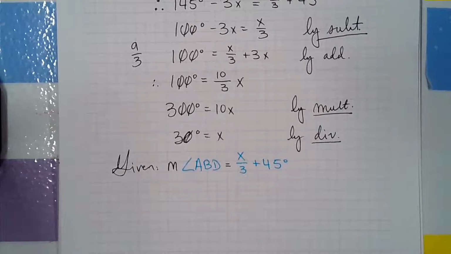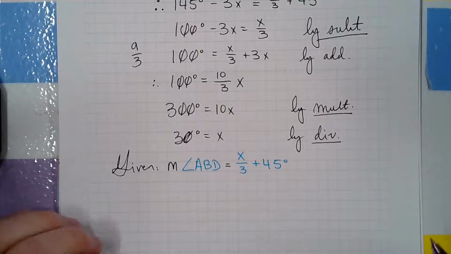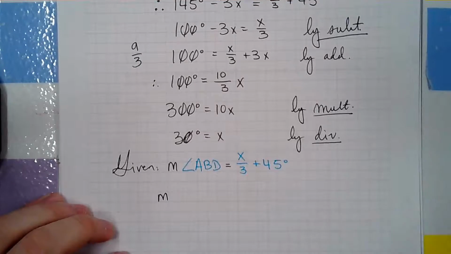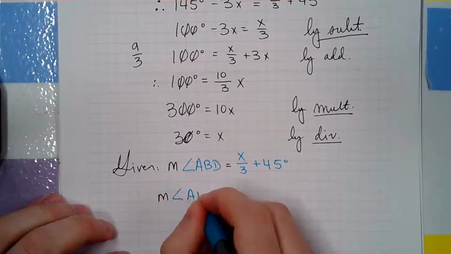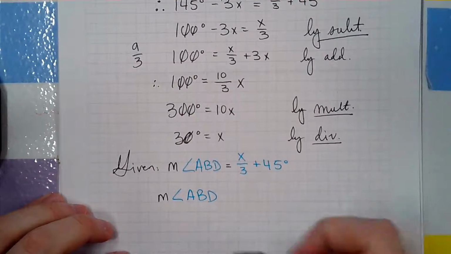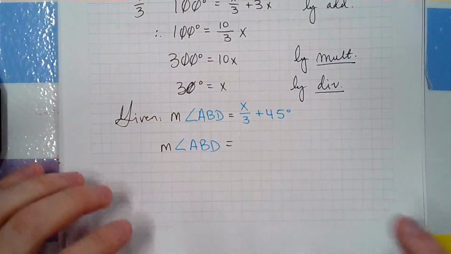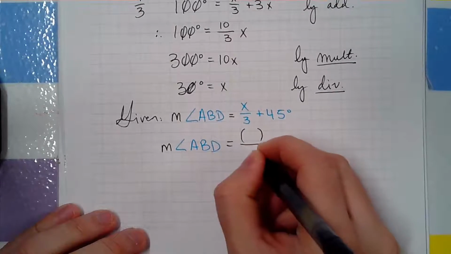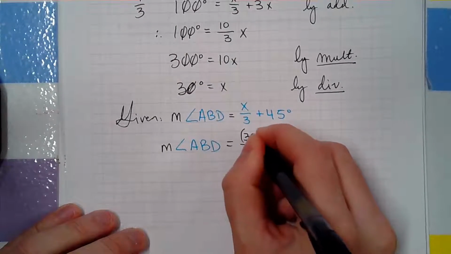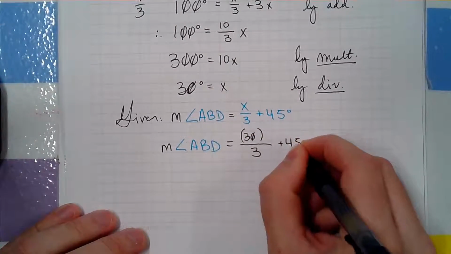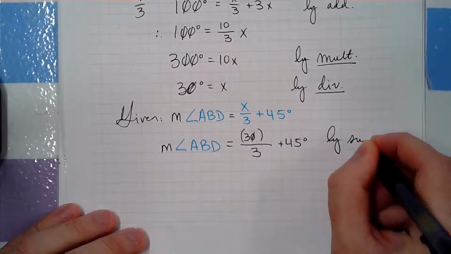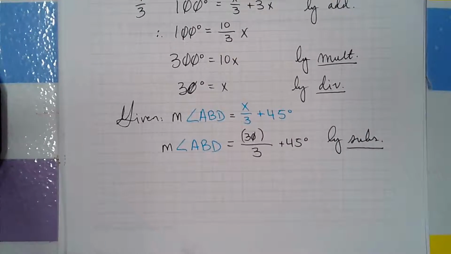Yikes. So given this, we can do substitution, right? We get measure of angle ABD equals, let me scoot this up some more, equals, instead of x, we're going to plug in 30, right? And that's by subs, S-U-B-S, substitution. And then we just do math, right? We get that for free.